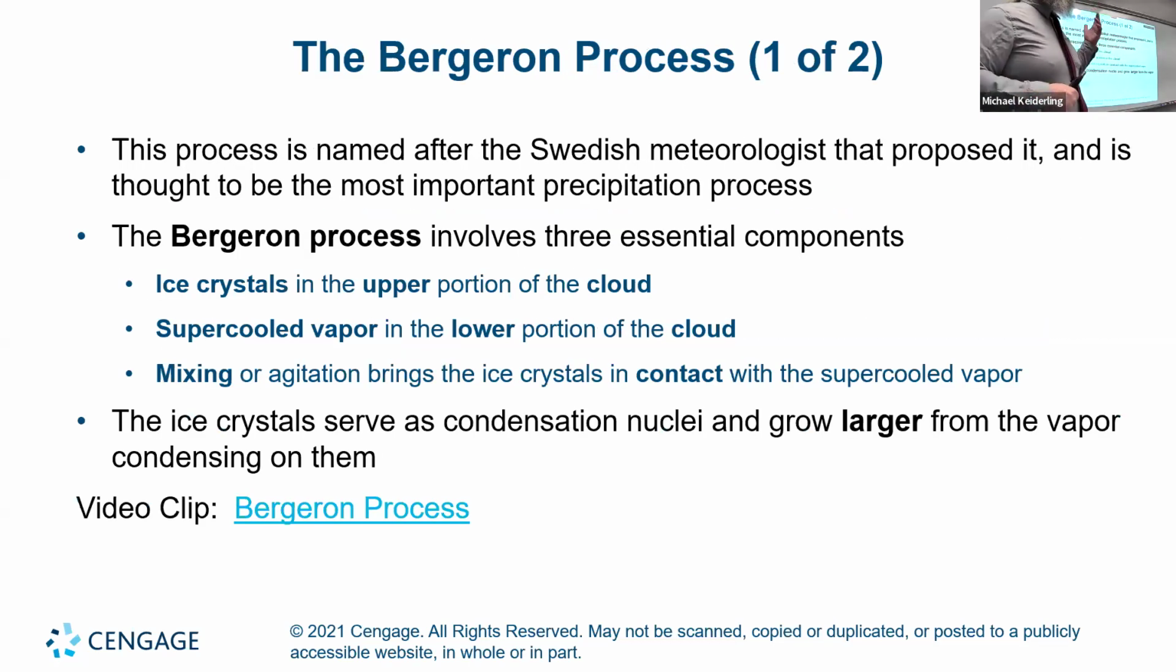Now the other process is called the Bergeron process. This is a process by which larger ice crystals form at the expense of smaller water droplets. So it requires cold. This is named after the Swedish meteorologist that proposed it, and is thought to be the most important precipitation process. Remember, the upper atmosphere is generally always pretty cold, so you can get the temperatures required for the Bergeron process even, say, during the summer.